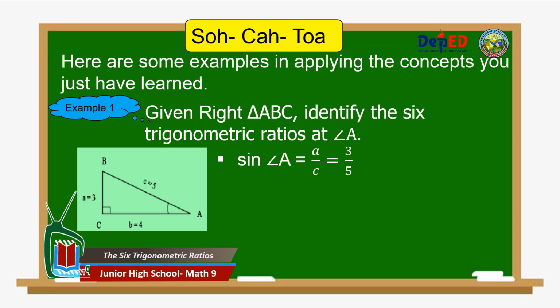The value of side A is 3, and the value of side C is 5. Therefore, the ratio of sine of angle A is 3/5. Now, it's your turn to find the other 5 ratios.